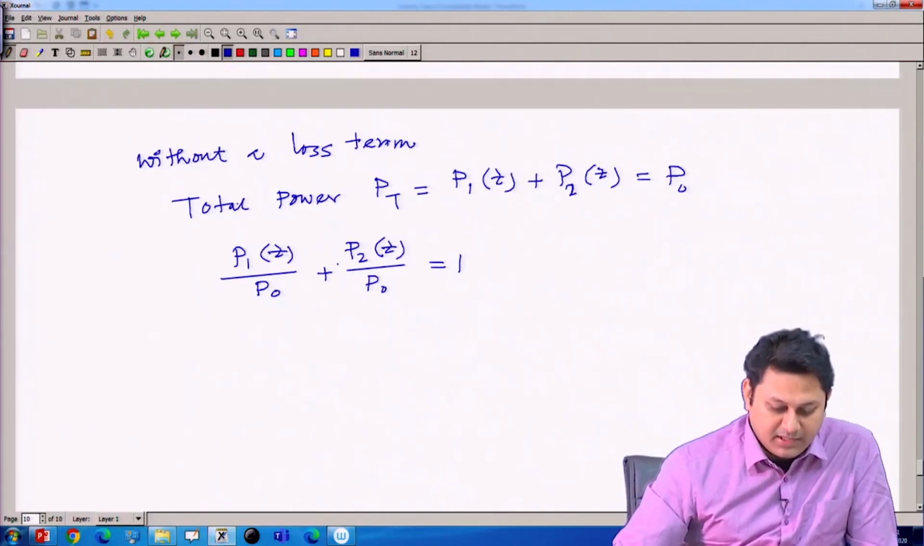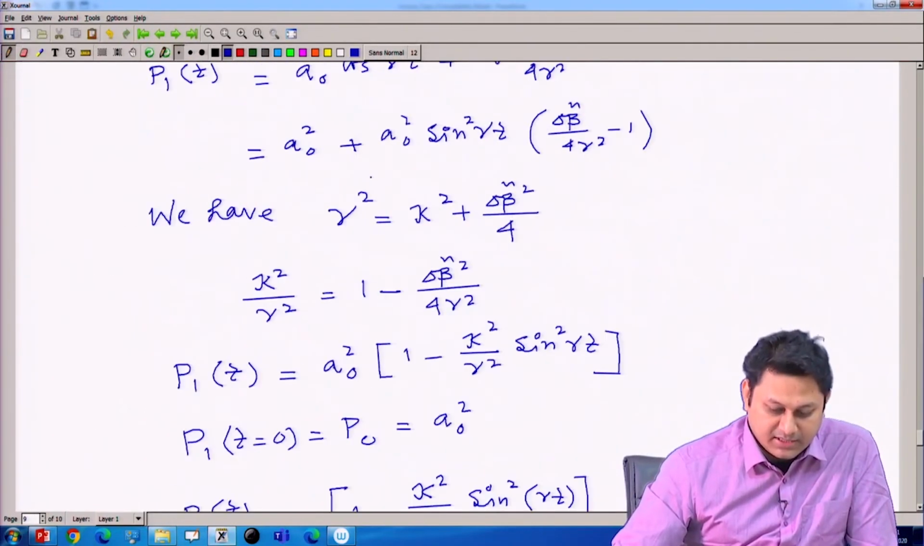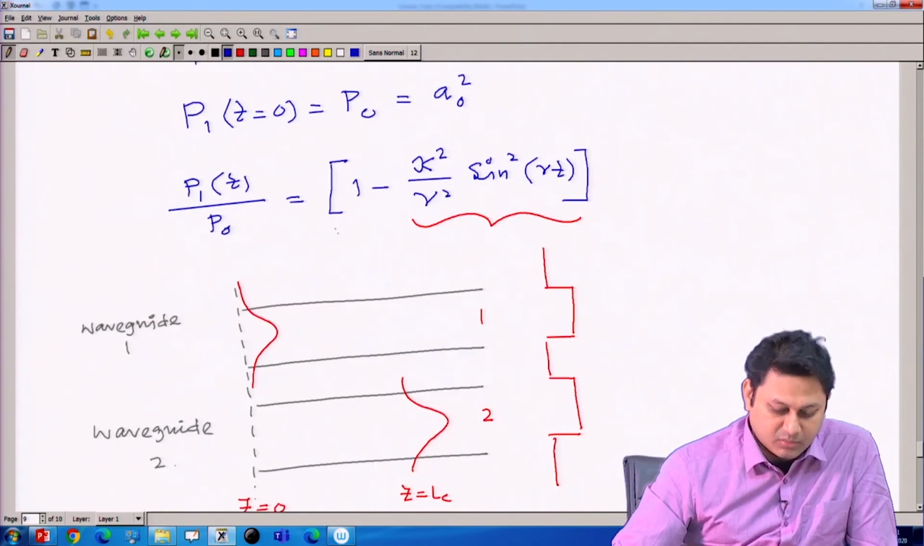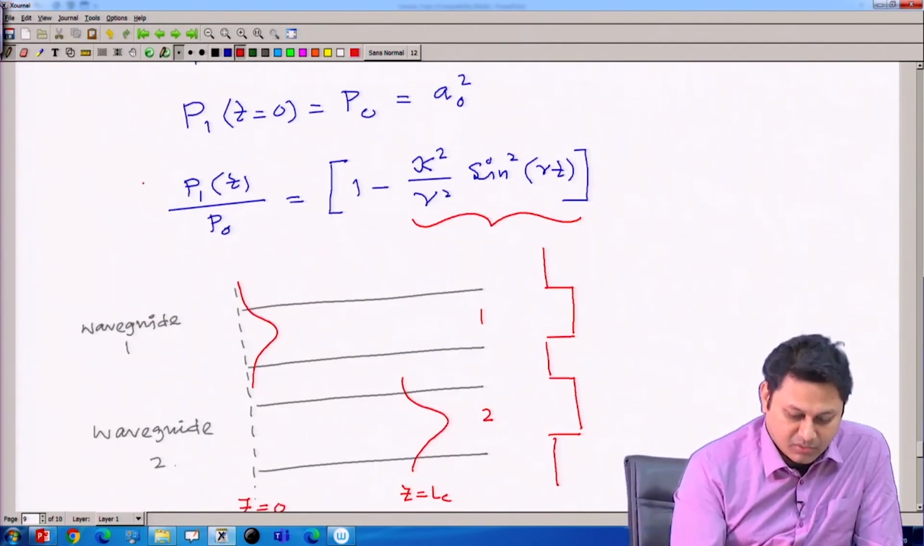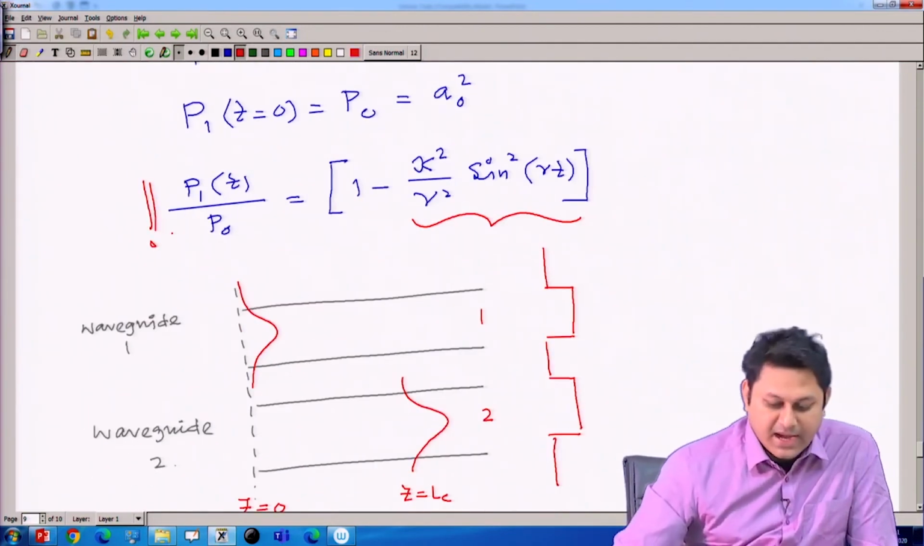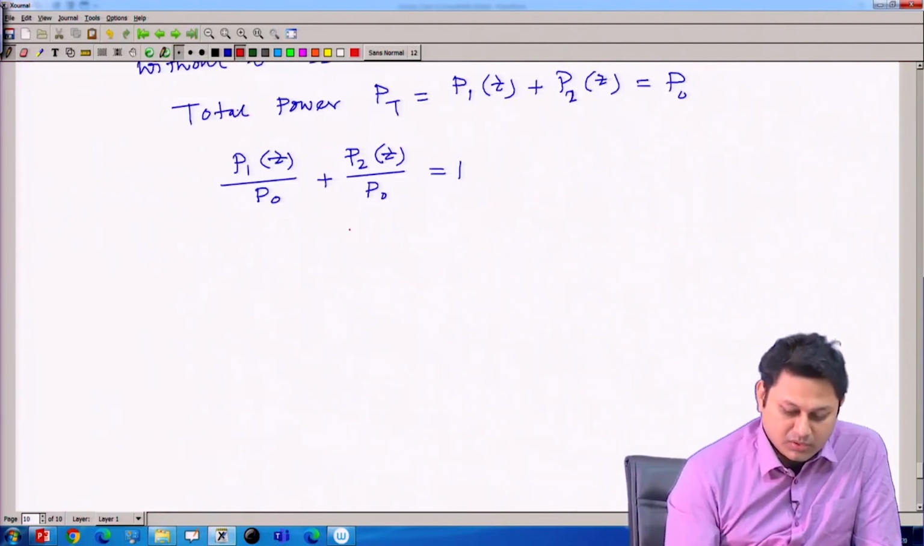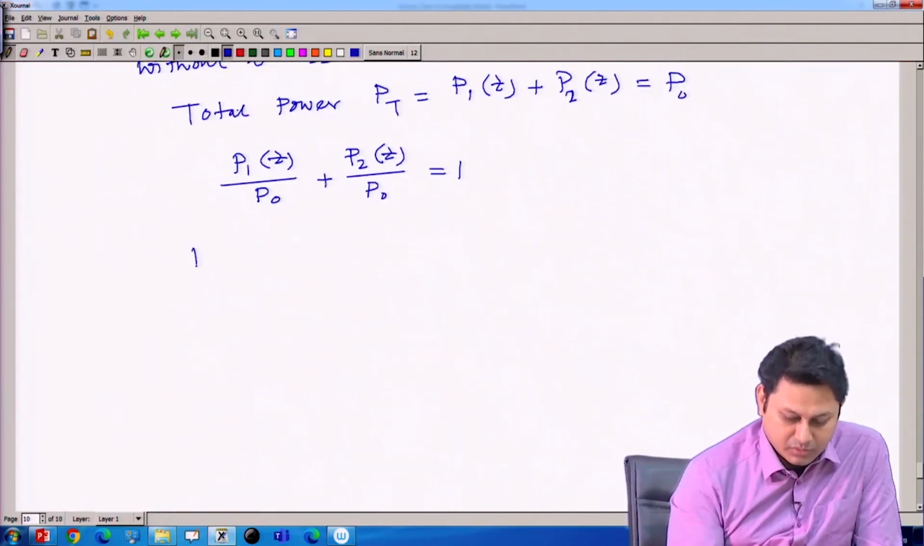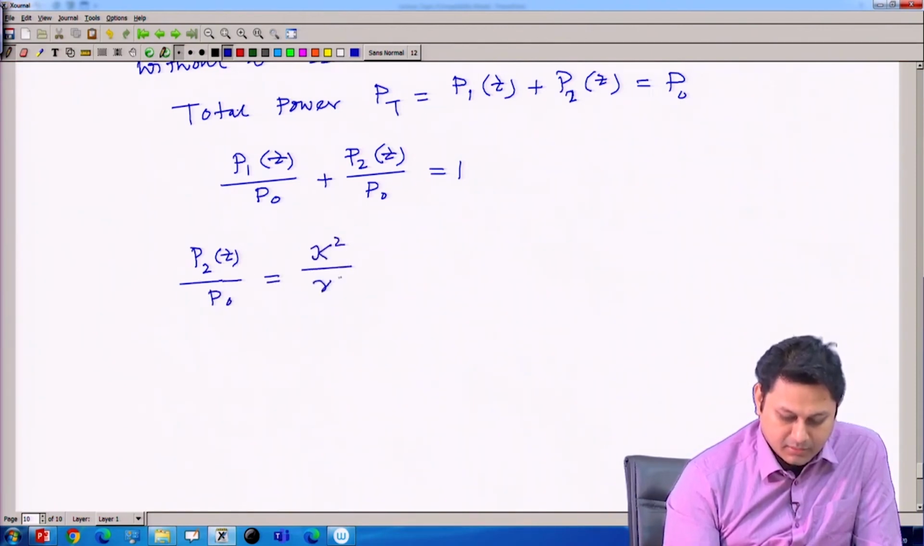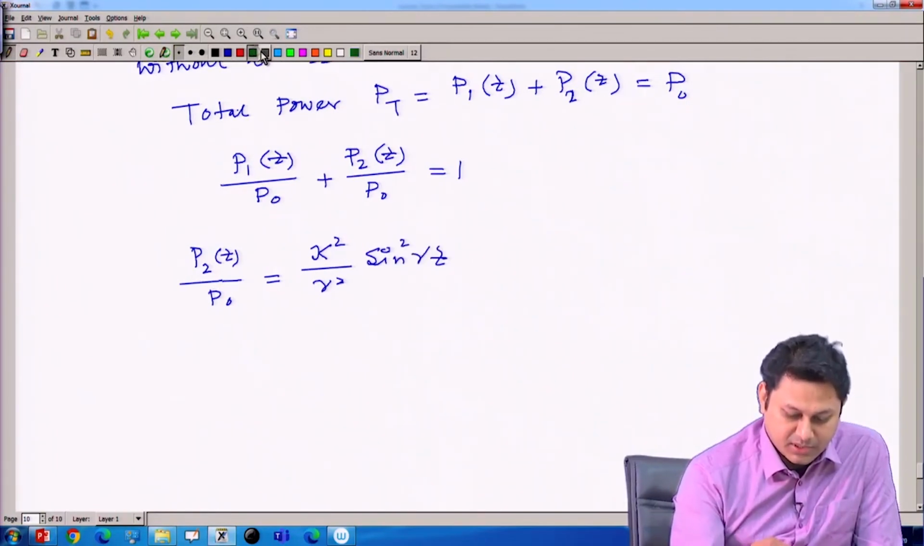P1(z) divided by P0 I already evaluated, and this is the value I evaluated. So, from that I can also calculate P2 by P0. So, I can write P2 as a function of z divided by P0 is simply kappa square divided by gamma square sine square gamma z. So, now I have two equations in my hand.